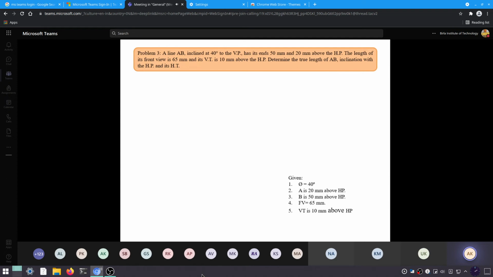Now the front view length is given to you, and the vertical trace information is given to you. How are you going to approach this problem? First you will draw an XY line. Either you can draw the locus of point A or the locus of point B first. So whatever you like. We have drawn the locus of point B over here, and we have drawn the locus of point A over here.